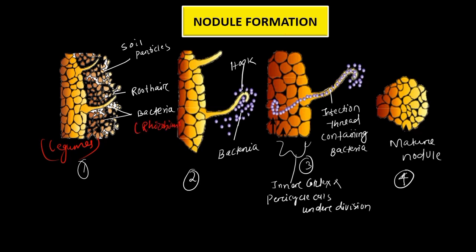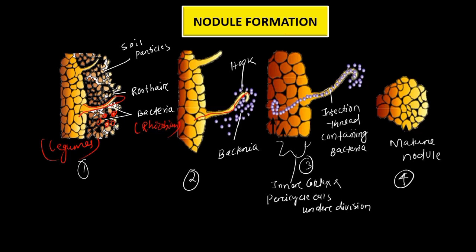The rhizobium is found here in the soil, and this is the root hair. Near the root hair, these bacteria are found and secrete some chemicals. These chemicals reach this root hair. After reaching the root hair, we know the root hair consists of different types of cells.